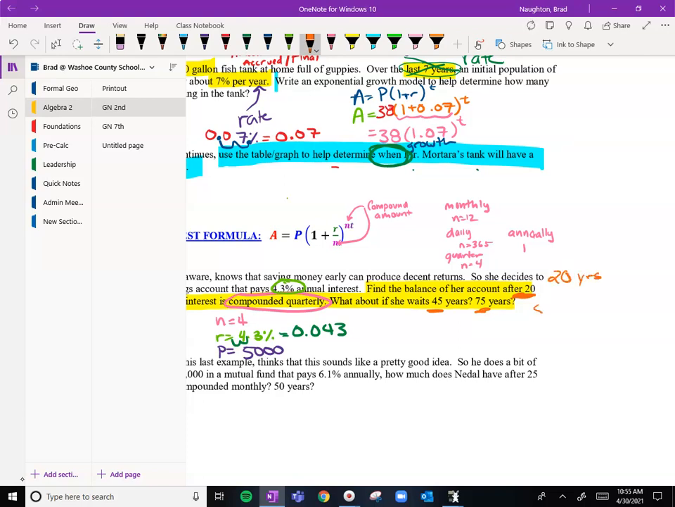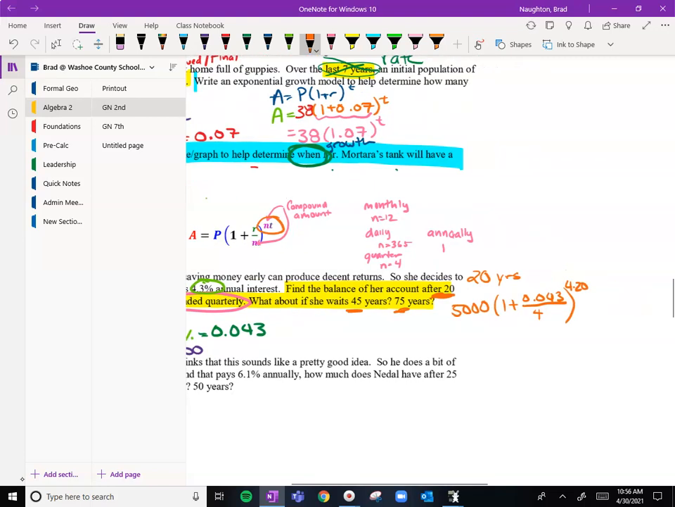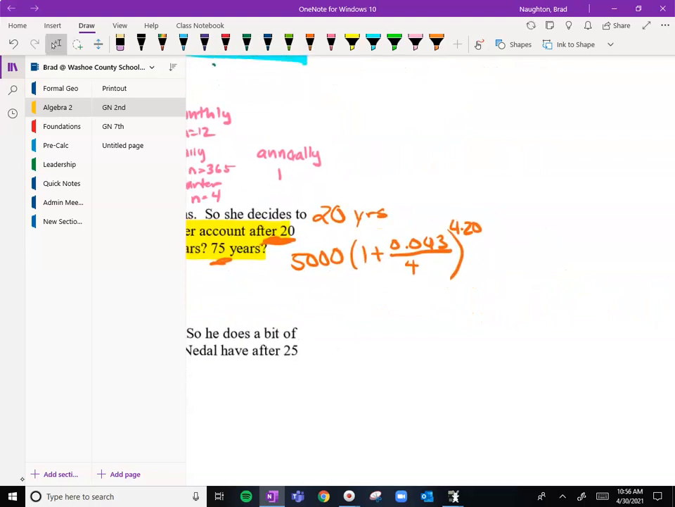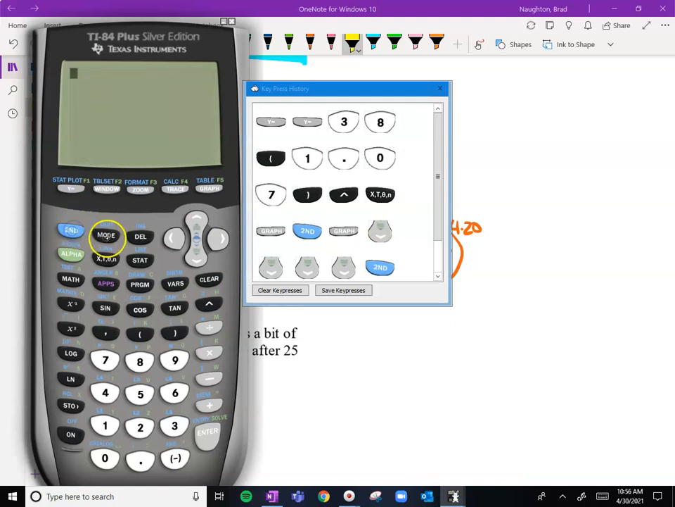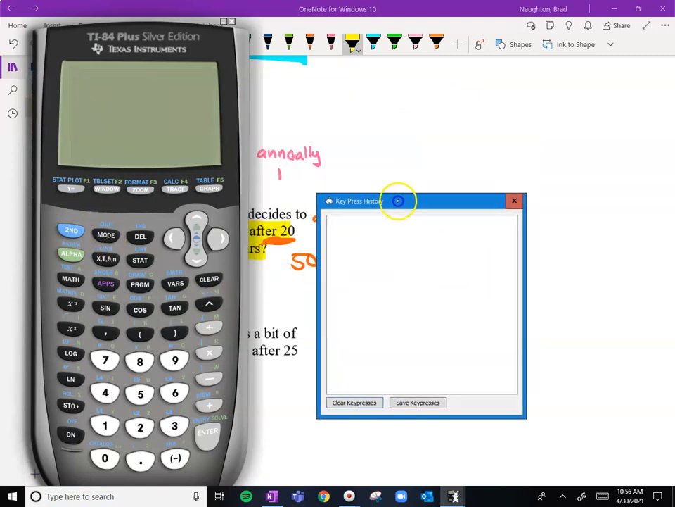would be 5,000 for my initial, 1 plus 0.043 divided by 4, because it's quarterly, so that's 4. And then the 4, because it's n times t, 4 times 20. So that's our equation. If you want to do this math right here like we did in the previous one, you could. But since that's going to be a pretty small decimal, I'm just going to put it directly into the calculator. So I'm going to hit second quit to get out of that. And I'll clear this out so we can see.